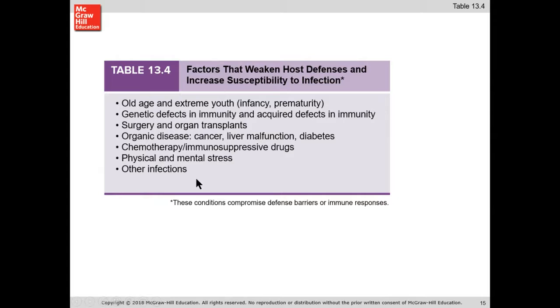Okay, and then other infections too. If you're facing one infection and you get a second one, that's bad. And that's one of the big reasons that they still want people to get the flu shot, because even though we're all staying away from each other, if you get the flu and COVID, which is totally possible, then your body's having to fight two infections at once, and that is not good.